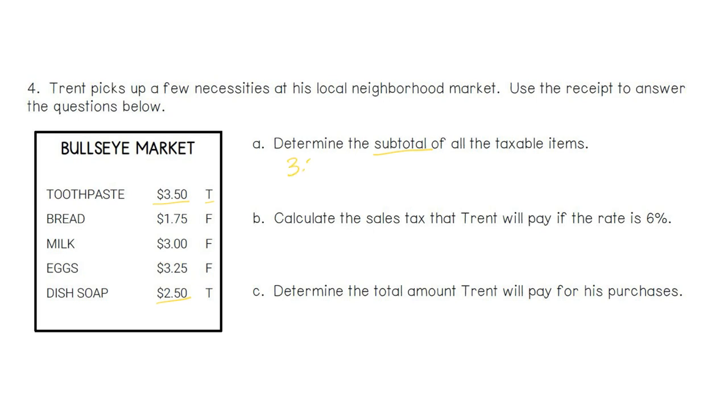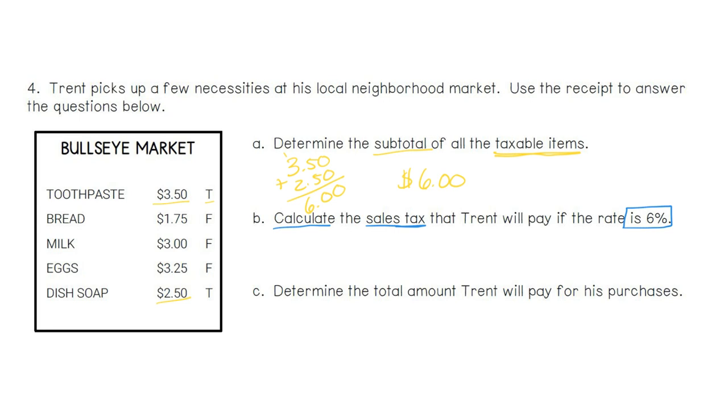So $3.50 plus $2.50, 0, 5, 10, carry it up here, 3, 4, 5, 6. So $6 is the subtotal of my taxable items. Next is asking me to calculate the sales tax that he will pay if the rate is 6%.